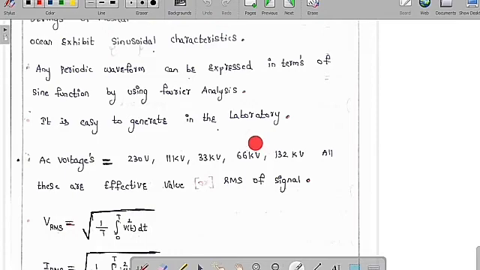So we can say the differentiation and integration of a sinusoidal is again sinusoidal, and by using the Fourier series, we can write any periodic function in terms of sinusoidals, and also we can easily generate it in the laboratory, and also some real-time applications are in terms of sinusoidals.